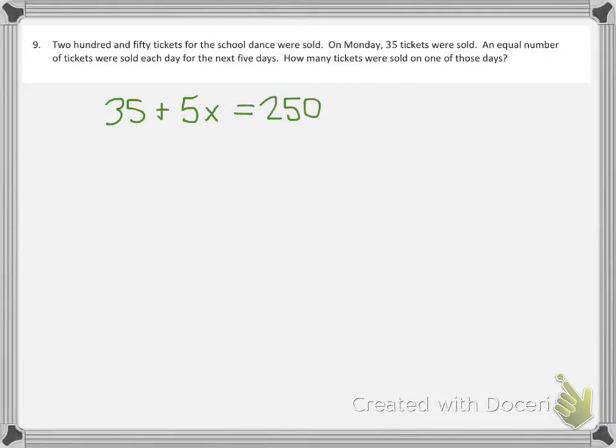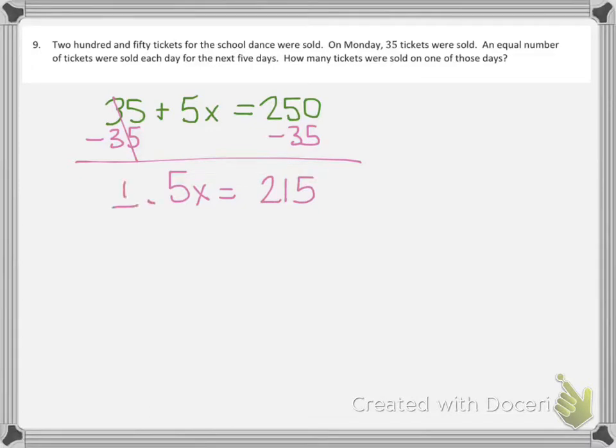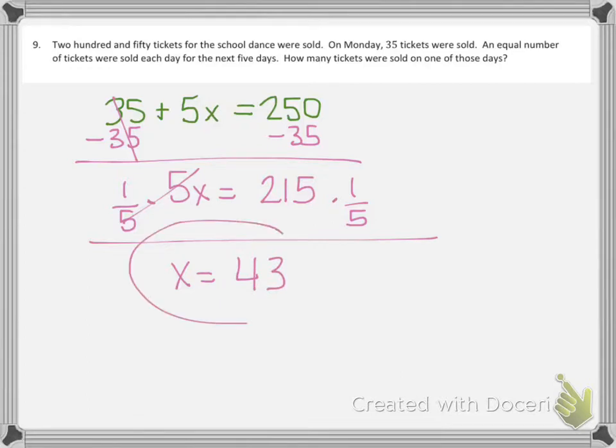And now we can solve. So I'm going to subtract 35 to help to isolate the variable x. And we get 5x is equal to 250 minus 35, which is 215. And then multiply by the reciprocal, we get x equals 215 divided by 5. 215 divided by 5 is 43. So x equals 43. How many tickets were sold on one of those days? 43 tickets.